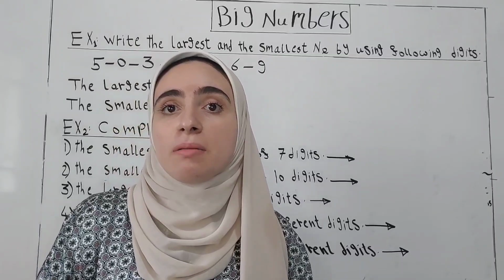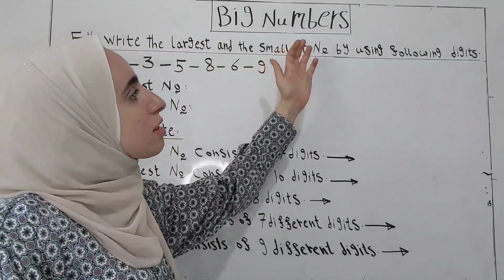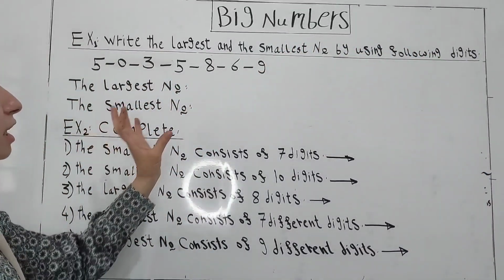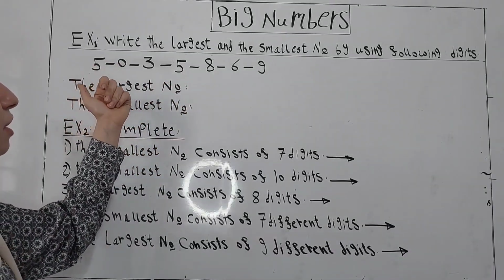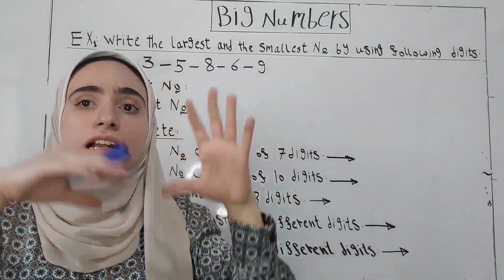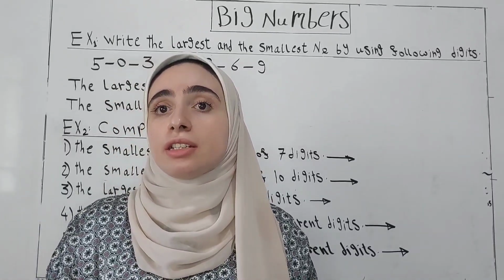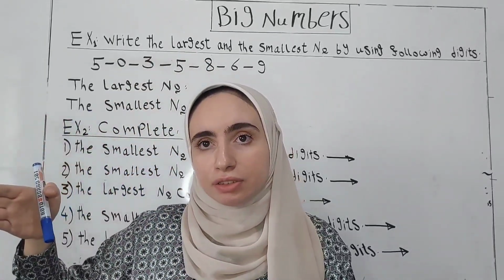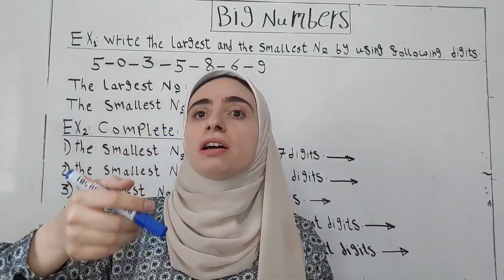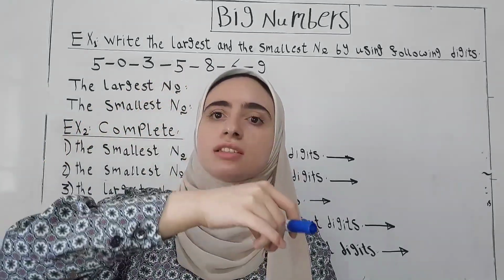Let's take an example. Write the largest and the smallest number by using the following digits. We need to use 5, 0, 3, 5, 8, 6, 9 to make the largest and the smallest number. To write the largest number, we start from the left and put the largest digit, followed by the next larger digit, and so on, to reach the smallest digit.